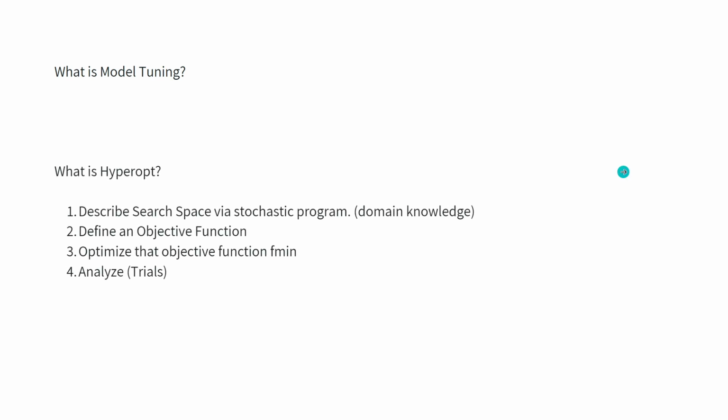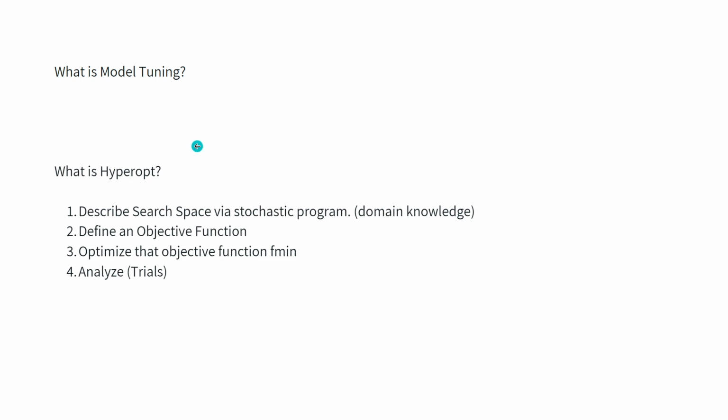hyperparameters cannot be learned from the training data. Instead, they control the training process. For that reason, we have to choose the hyperparameters before the training process begins. Now, there are plenty of tools and algorithms that we can use to do this hyperparameter optimization. However, for the next videos, we are going to be talking about Hyperopt.